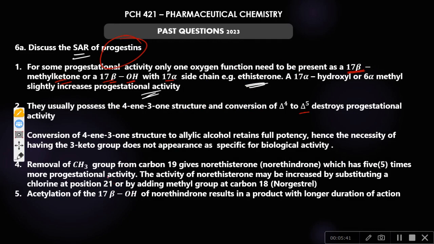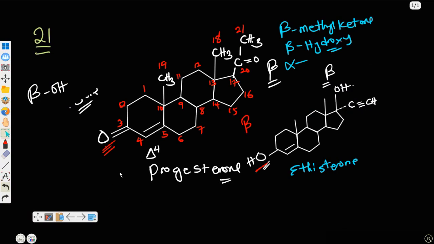Now, the next one is removal of the CH3 group from carbon 19 gives norethisterone, which has 5 times more progestational activity. Now, if you look at this very well, I told you that most times what you look out for is not the normal structure. The normal structure will remain intact. But all the substituents here, they can actually what? Change. Things can be added, things can be removed. So what we are saying is this ethisterone. Let me draw the structure of ethisterone. Ethisterone is C double bond O. Alright? This is ethisterone.